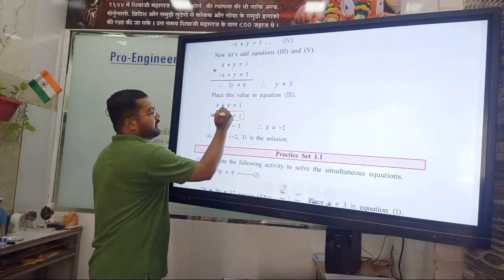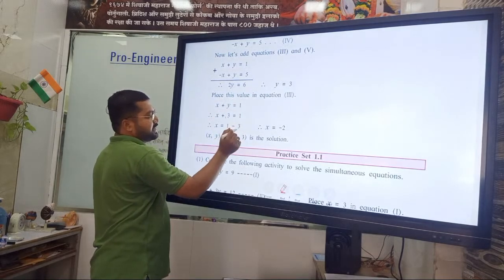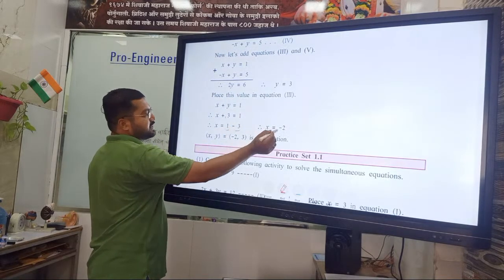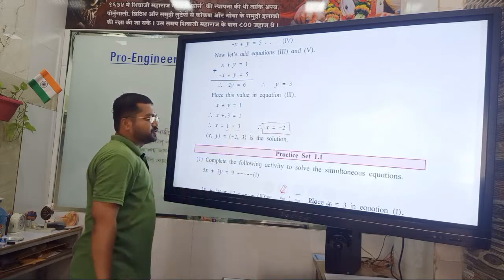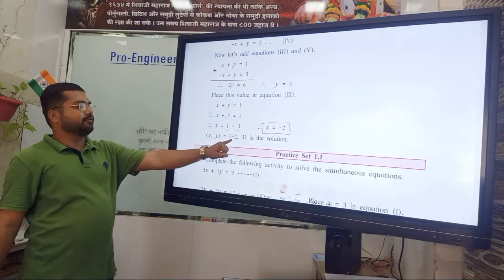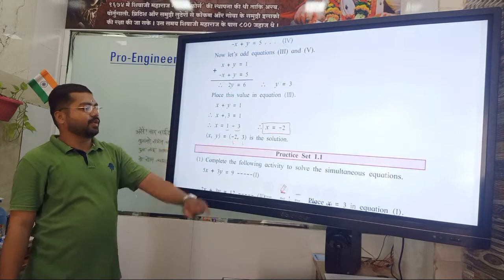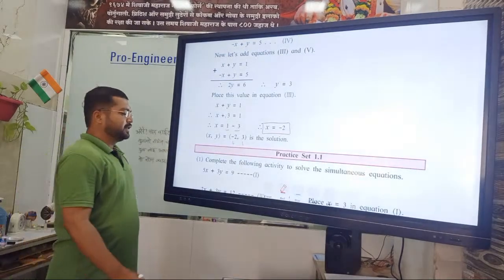3 and 1, so this 3 will go on that side and become minus. So 1 minus 3 is minus 2. So the answer is x is minus 2 and y is 3, that is the solution.